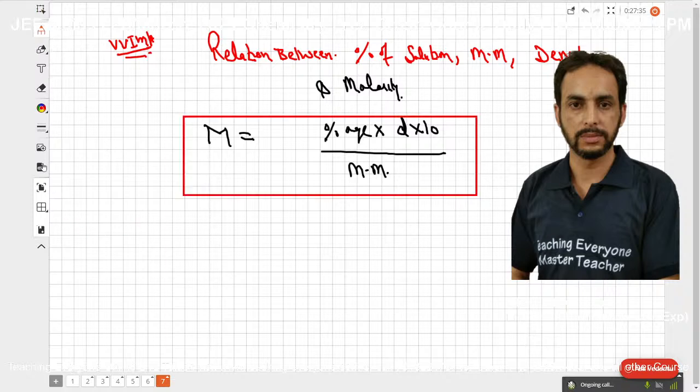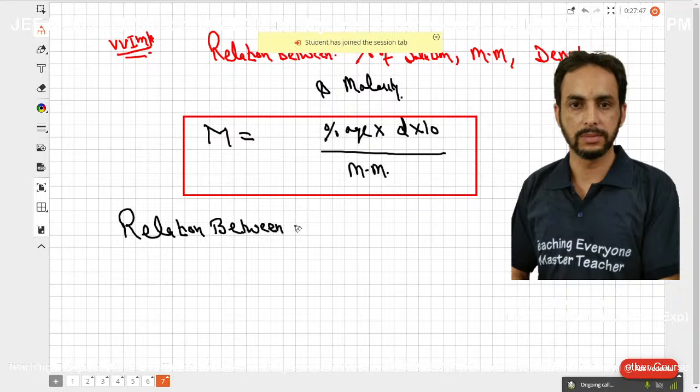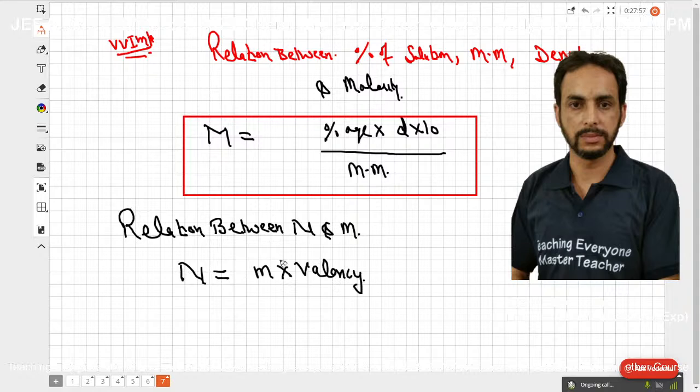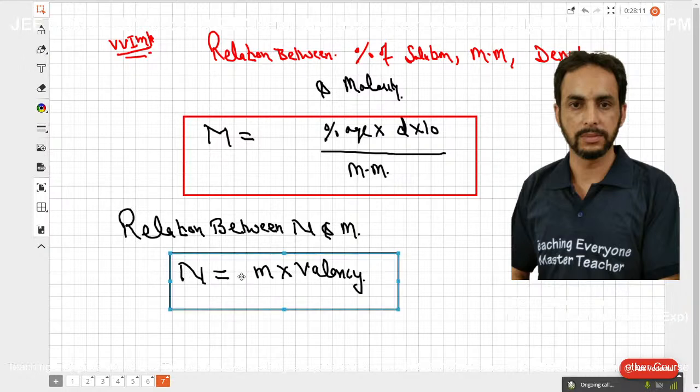Now, again, the relation between normality and molarity. Always, normality equals molarity into valency. So this is the relation between normality and molarity. Got it?